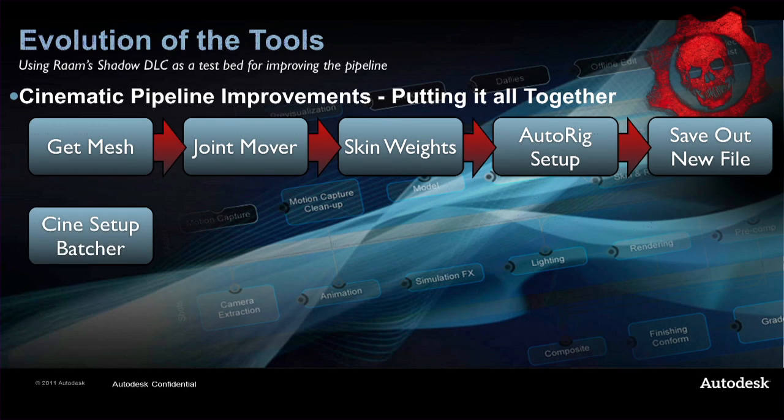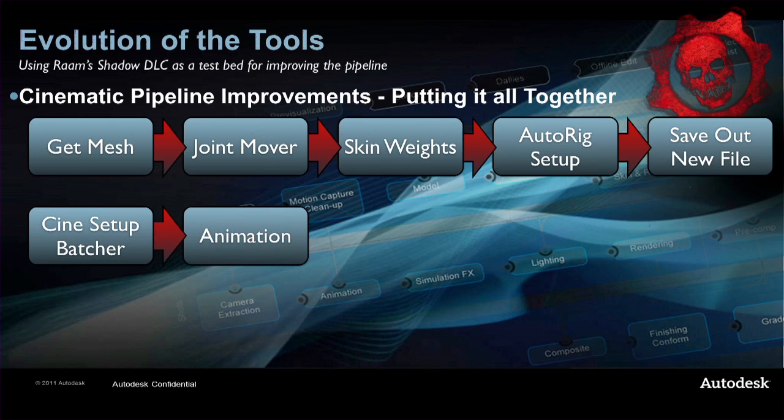At this point, the animation team can use the Cine setup batcher to batch all of their cinematics out so they can start working. Because that Cine setup batcher is going to reference in all those saved out files that I made, I know that I can update those files later and they'll have those changes. They can start animation at this point.